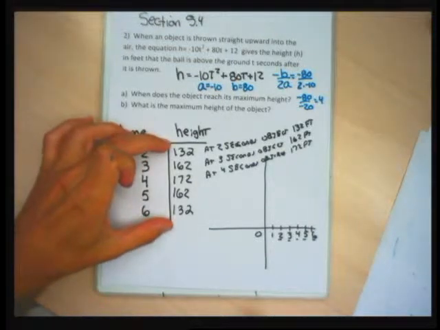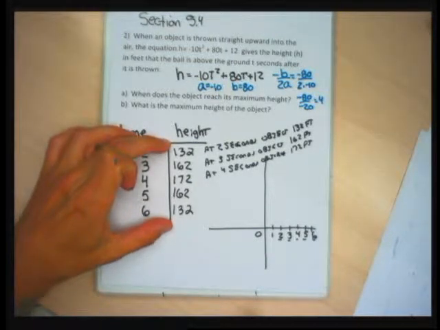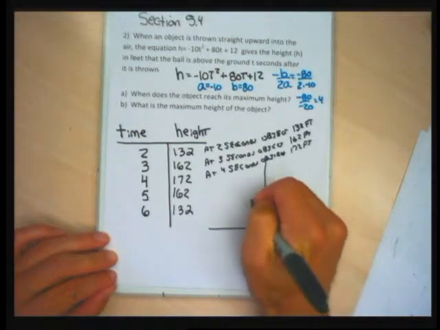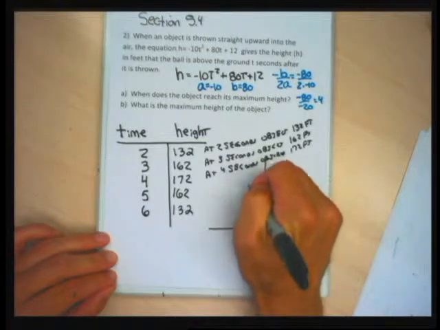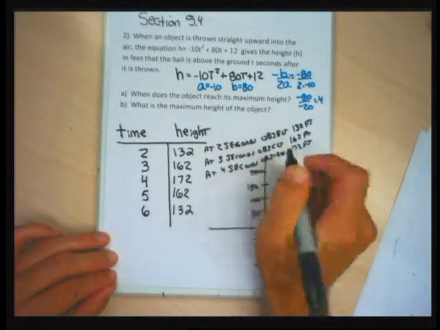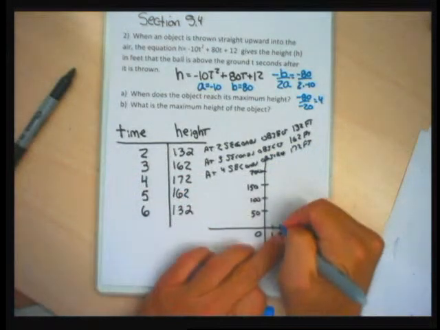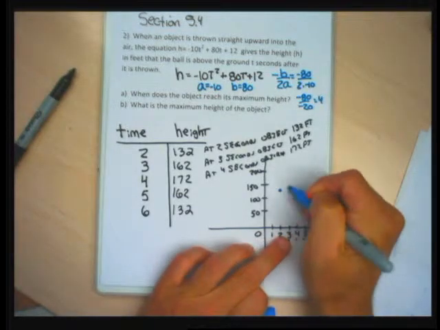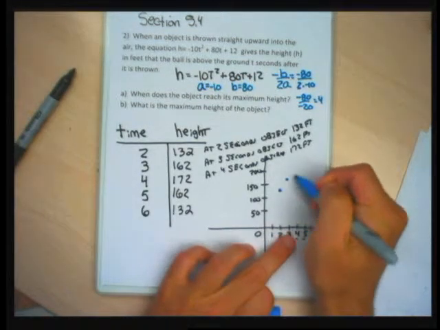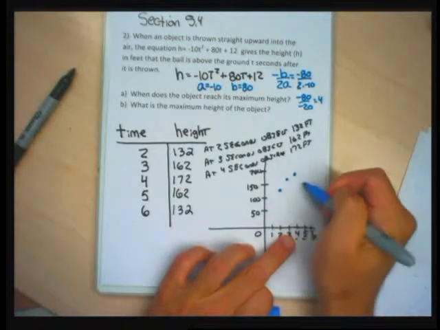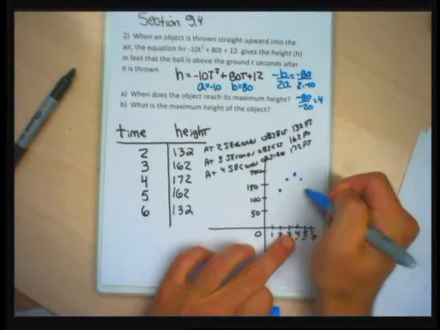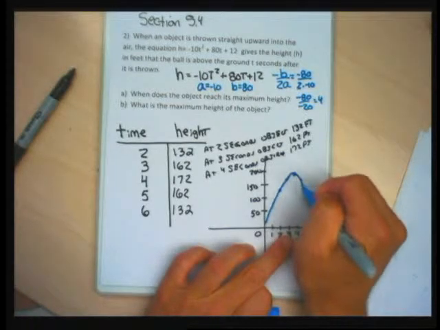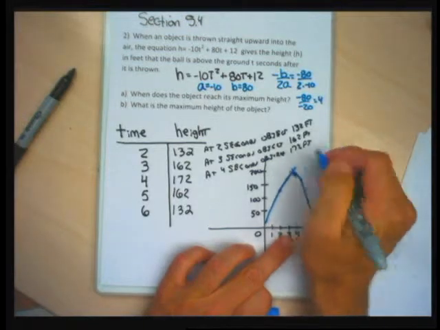To sketch my graph, I don't even know how I'm going to do my y-axis, by 50s. I'm not even sure that that's a good number, but it's good enough, I guess. So first point, 2 seconds, about 132 feet, the best I can estimate that. 3 seconds, 162 feet. 4 seconds, 172 feet. 5 seconds, 6 seconds. So if I sketch the graph, I see the path of the ball, or the object, and this right there, that's its high point.